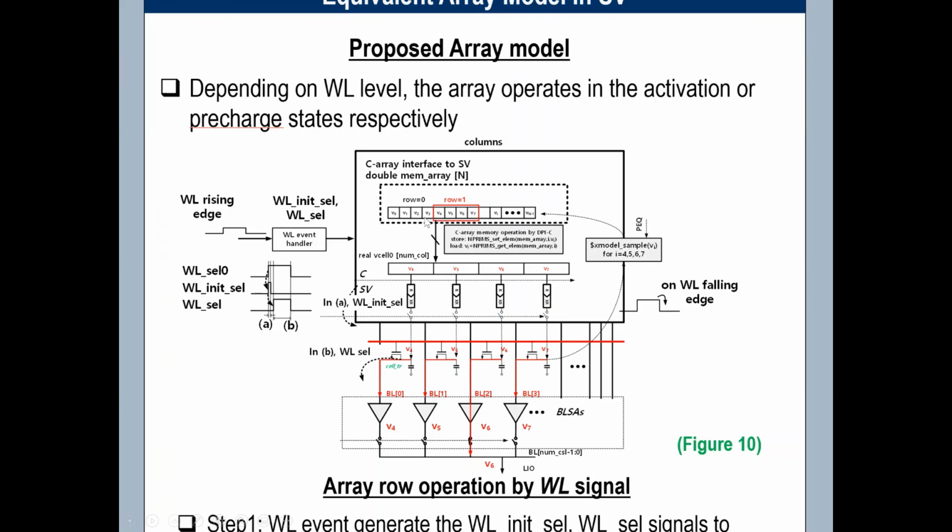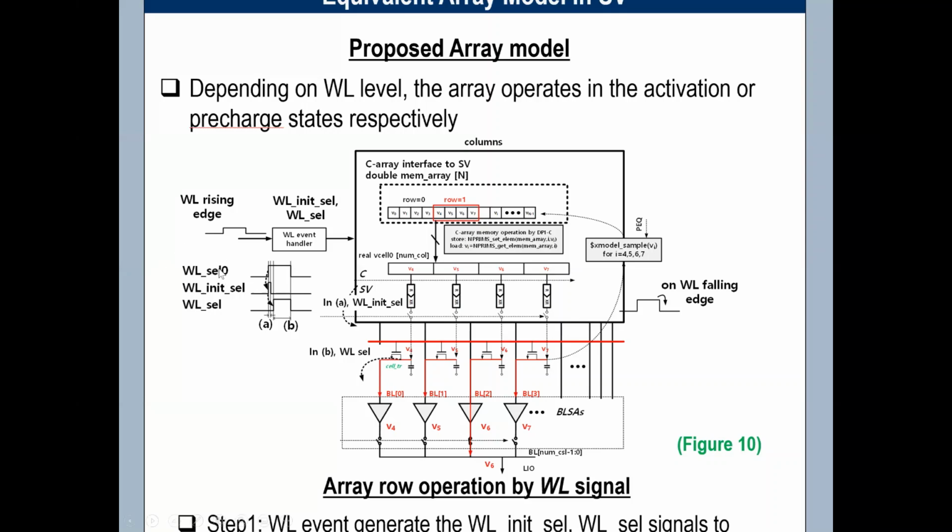At first, the primary input for the array model is a word line. Depending on how the word line changes, there are two operations, activation and pre-charge. Because a number of word lines are connected to the array, we need to merge them. Using the OR primitive as in code 1, we generate the effective word line signal for the active row by merging the entire word lines. Let's say this merged signal is word line cell 0.